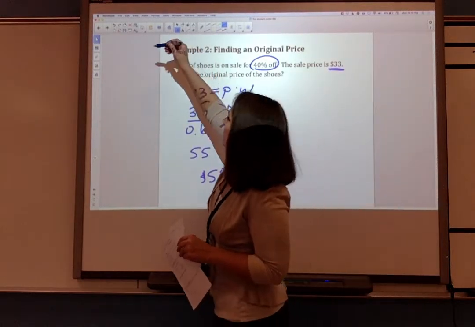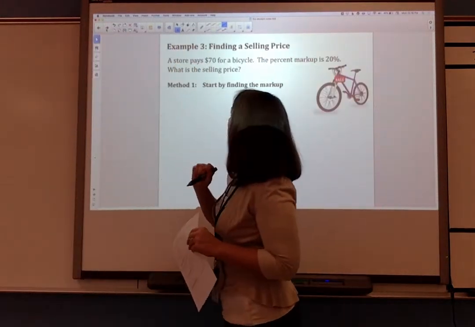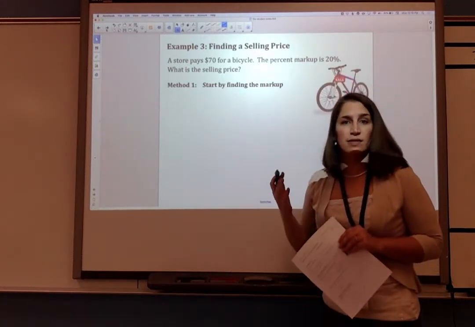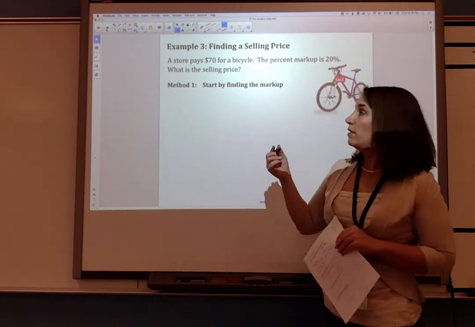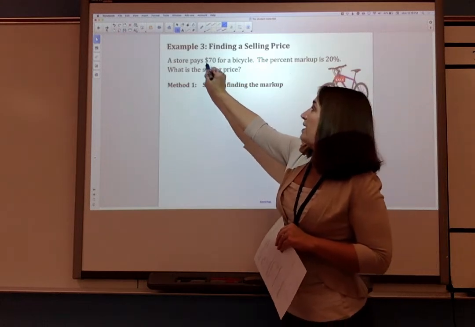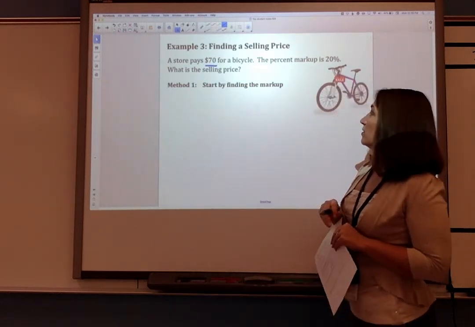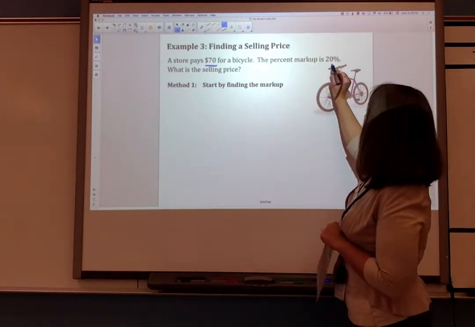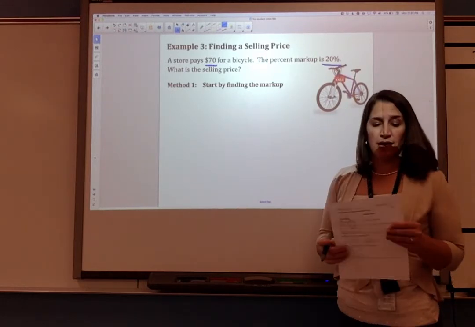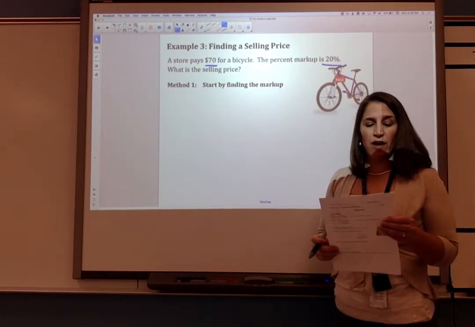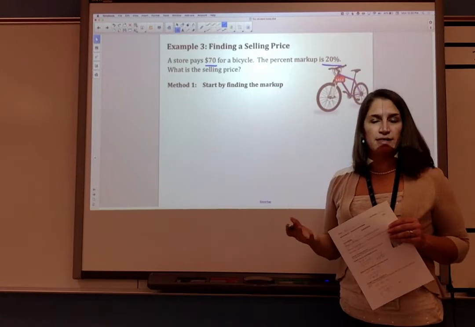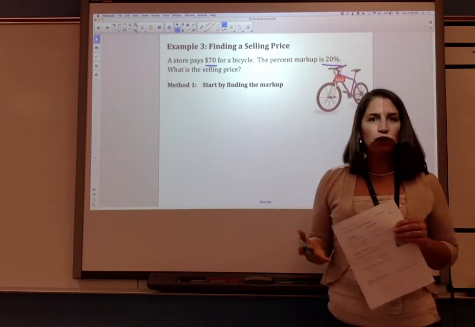All right, let's look at another example where we're finding a selling price. So this is going to be the case of a markup. A store pays $70 for a bicycle. The percent markup is 20%. So we need to figure out what's the selling price. So we're going to solve this one again with two different methods.